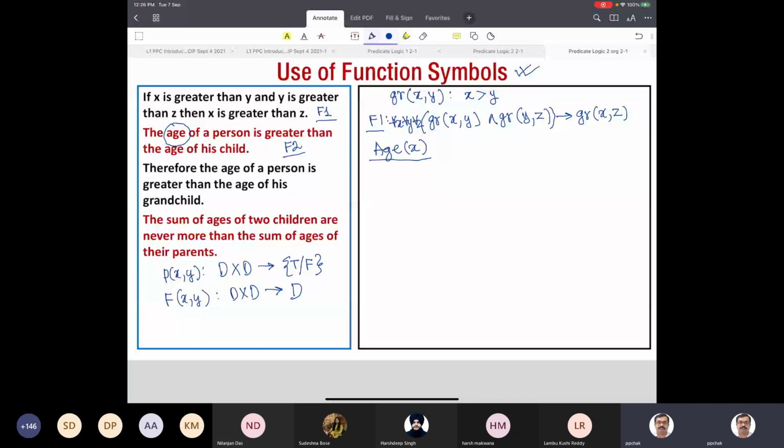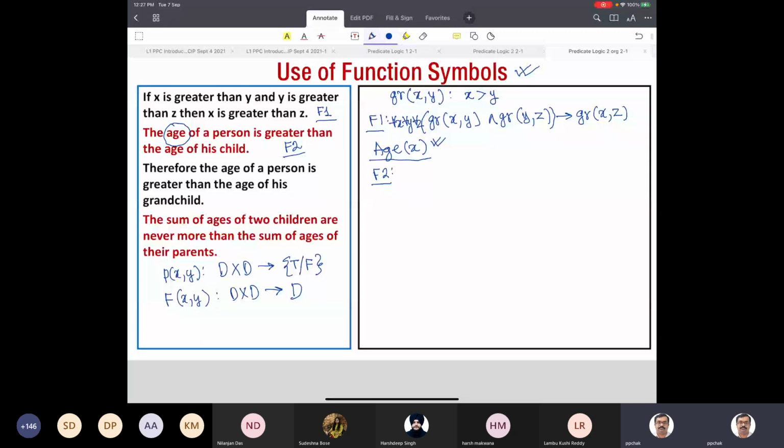So now once I define a function age, how will I write F2? Sir, how is it D cross D to D? I didn't get it. X and Y can be elements of D, but the mapping can be... There is only one D that we will define. Then whatever domains you take, you take a union of all of them and call it D. Okay, sir. You take a union of everything and call it D.